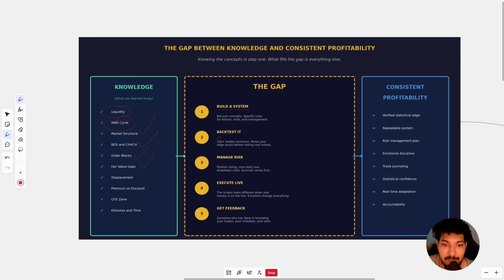Build the system, backtest it, manage the risk, execute it live, and then you get feedback. But the biggest thing is feedback. You need someone who's had real success to help you with this and handhold you. And that is going to lead you to consistent profitability. Having a verified statistical edge with a repeatable system, risk management, emotional discipline, all of the above. You're going to have all of this.